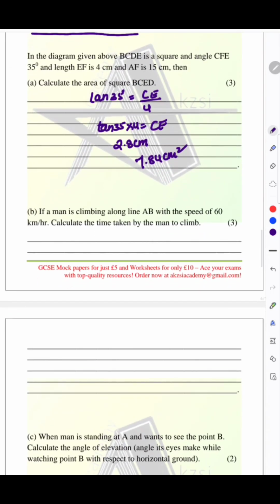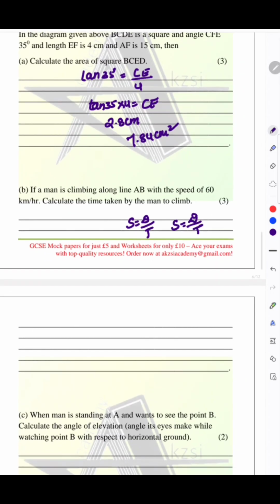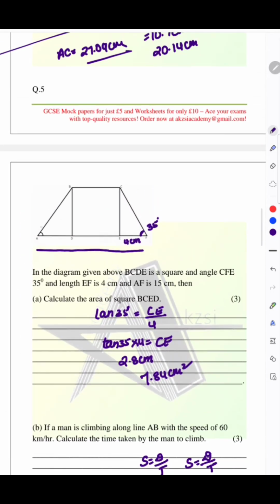Then if a man is climbing along AB with a speed of 60 km per hour, calculate the time taken by the man to climb. So speed is equal to distance over time. Speed is 60 given, distance we have to calculate. If we can, then time can be easily calculated. So that means we have to calculate the length of BA. If this is 2.8, this one is also 2.8, so this is 2.8 centimeters.